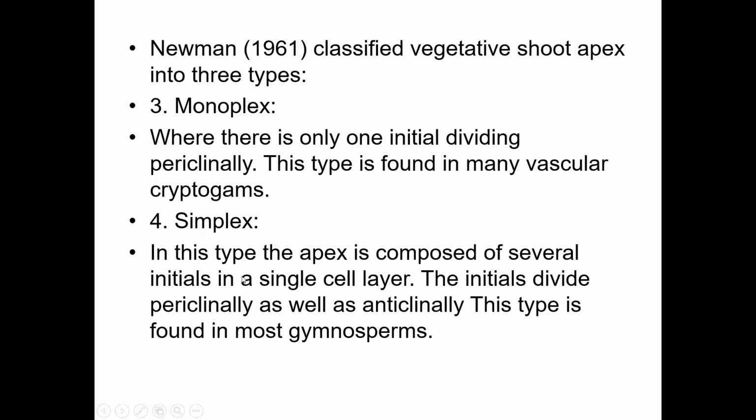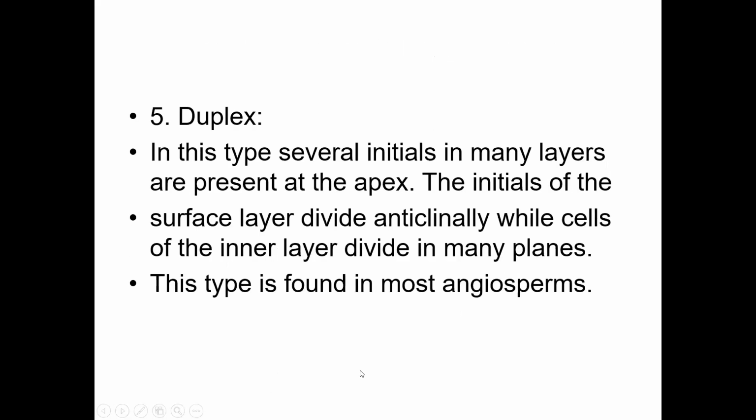Whereas in the simplex type, the apex is composed of several initials in a single cell layer, and these initials divide periclinally as well as anticlinally. Periclinal divisions are the divisions which are parallel to the surface, whereas anticlinal divisions are perpendicular to the surface. Here both divisions occur, and this type is found in most gymnosperms.